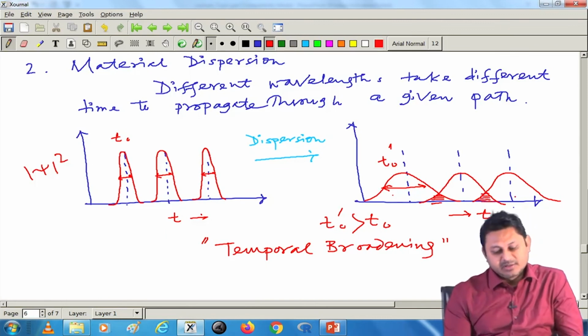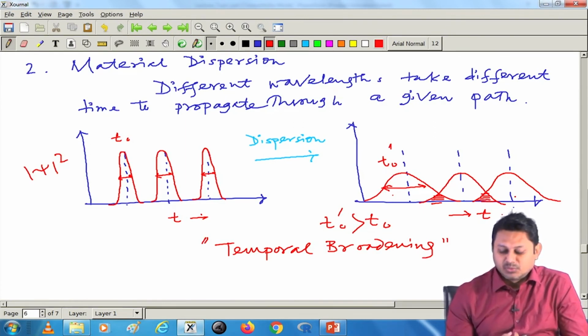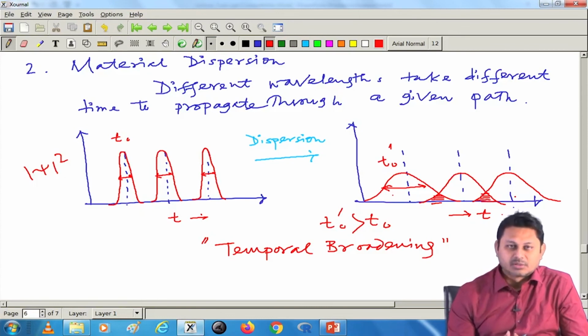How it is going to affect the transmission quality, and how we calculate the intermodal and material dispersion, we will learn in the future classes. Today we do not have much time, so I would like to finish here.